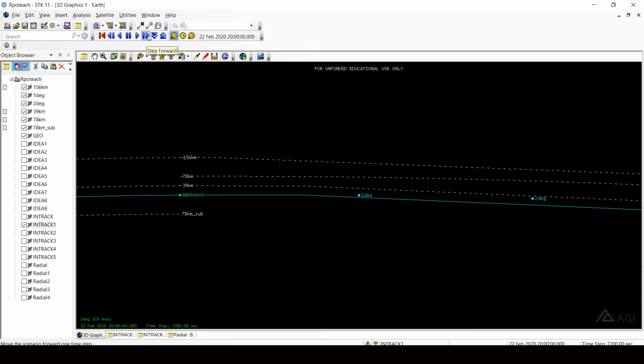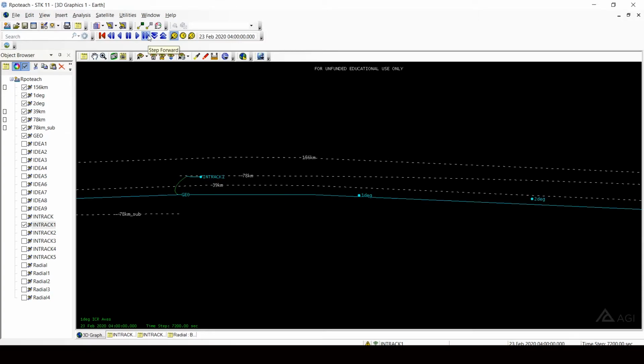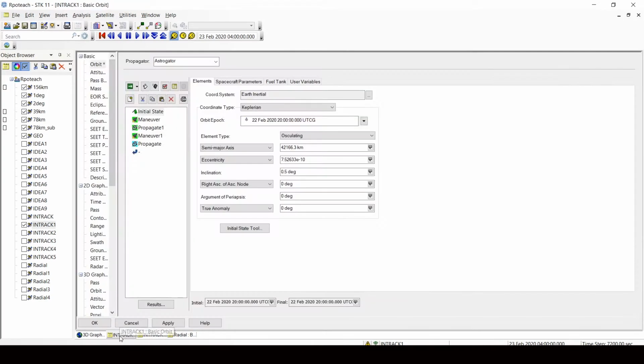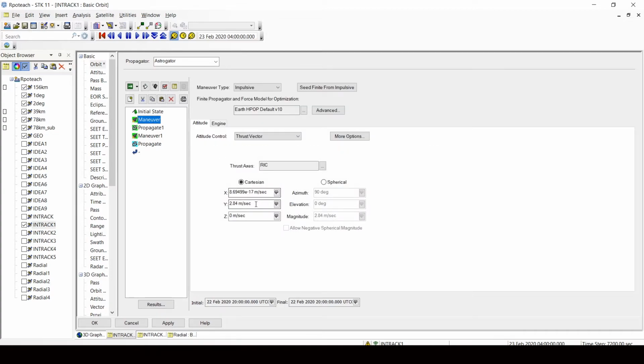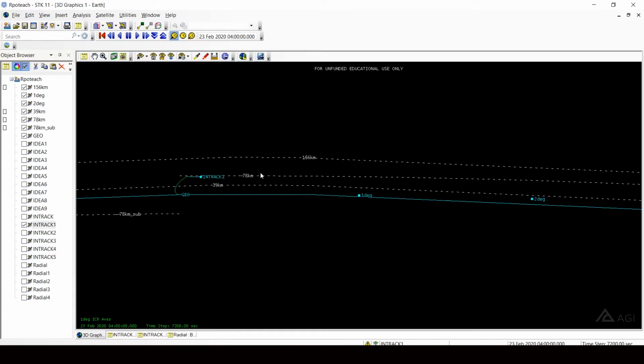Using a combination of intrack and radial burns, I was able to linearize my drift in only 6 hours instead of waiting the 12 hours that a Hohmann transfer would have taken. The penalty for doing that, though, was an additional 5.68 meters per second over the Hohmann transfer method. So that's why Hohmann transfer is so efficient. And this is where we've lost some efficiencies.